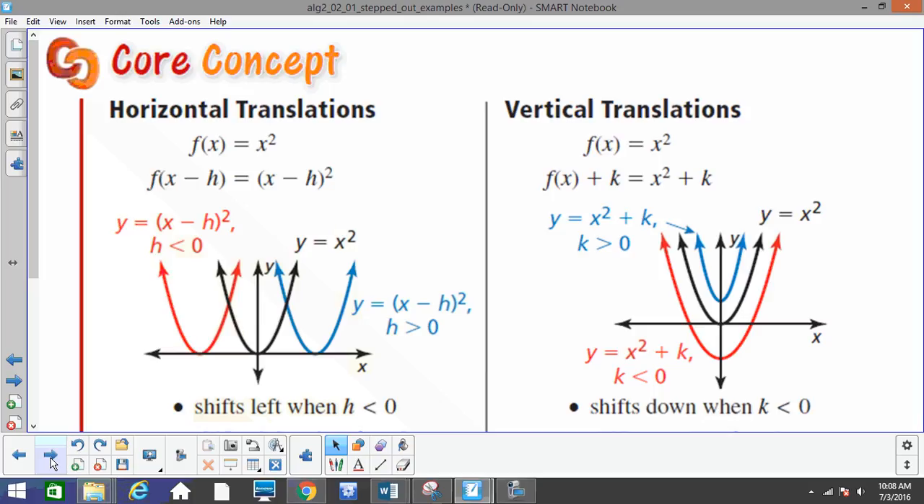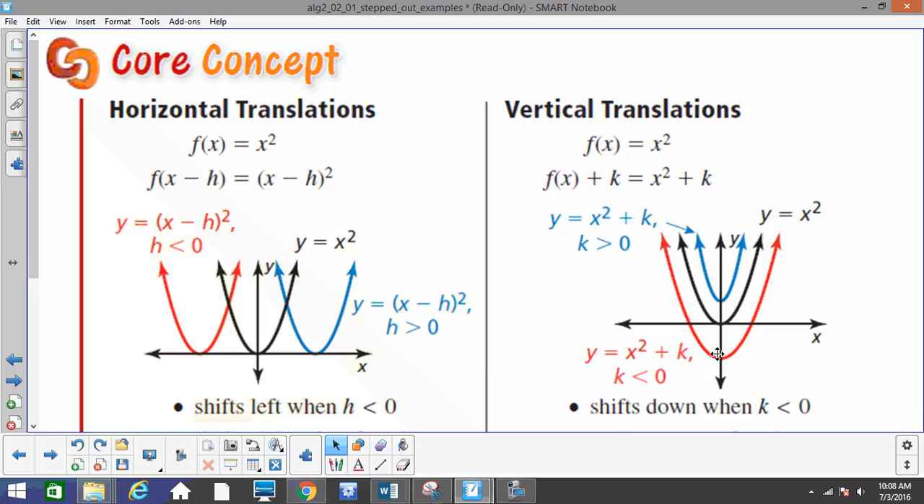If it's in parentheses with the x, it's going to be going right or left. If it's negative, it's right. Positive, it's left. Because what you would rather have right here where it says x or h is less than 0, it's kind of awkwardly written, it would be x minus -h.